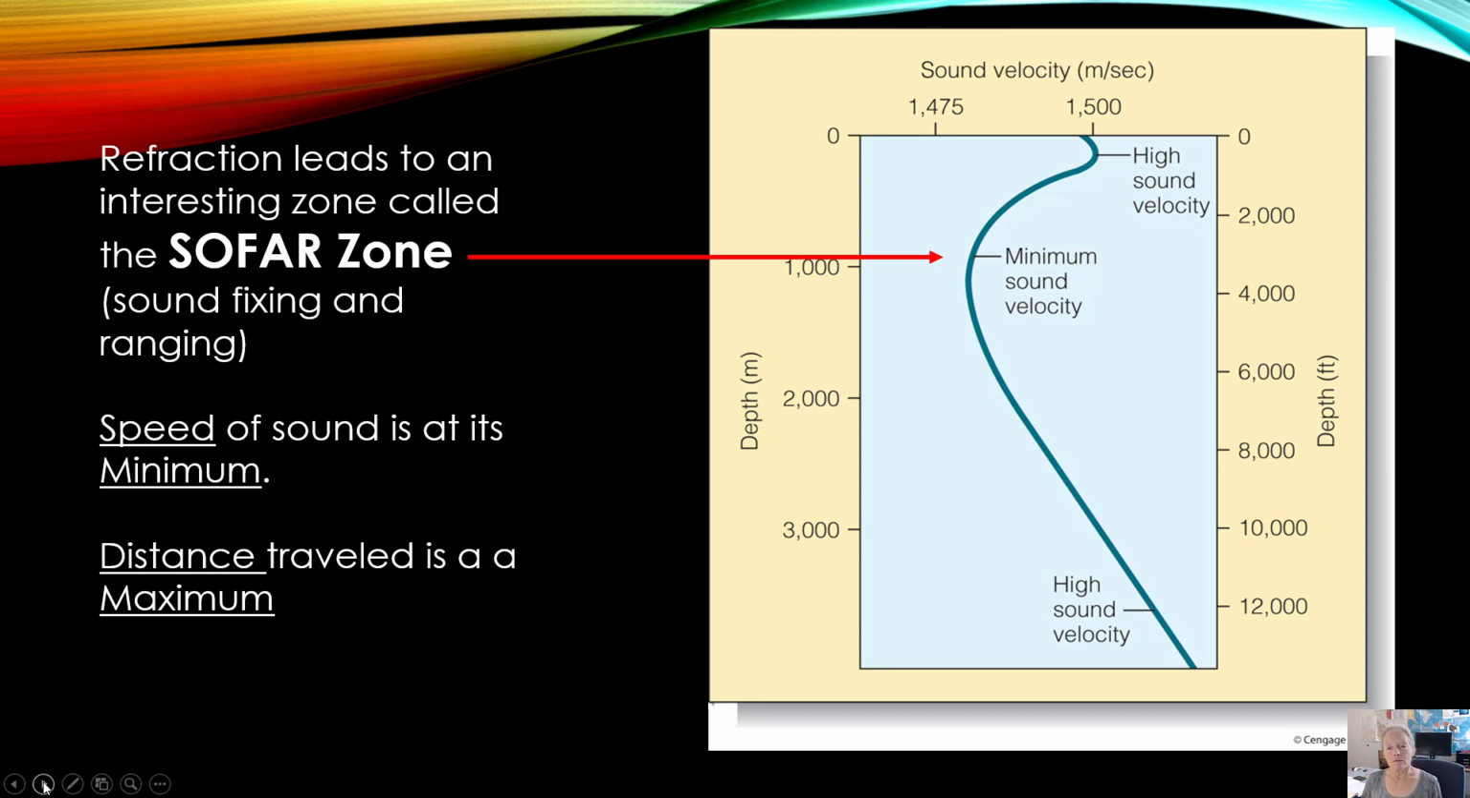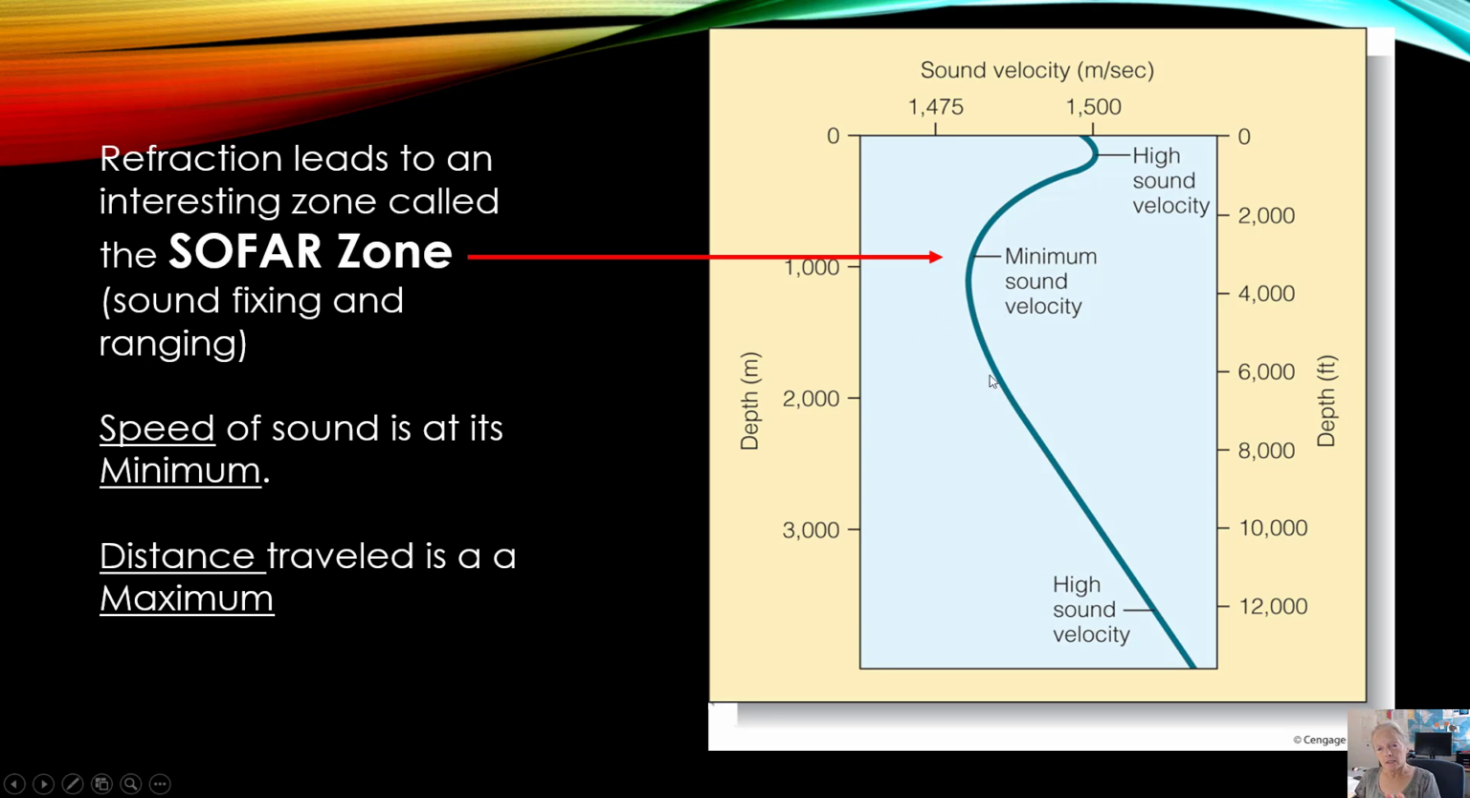Now, I want to talk about why we have a minimum sound velocity at what we call the SOFAR zone. This is called a special name because it is the minimum sound velocity. We know that because it's still in the pycnocline, salinity, temperature, and pressure are changing. And this is about the bottom of it. So we're going from the pycnocline into the deep water pretty soon.